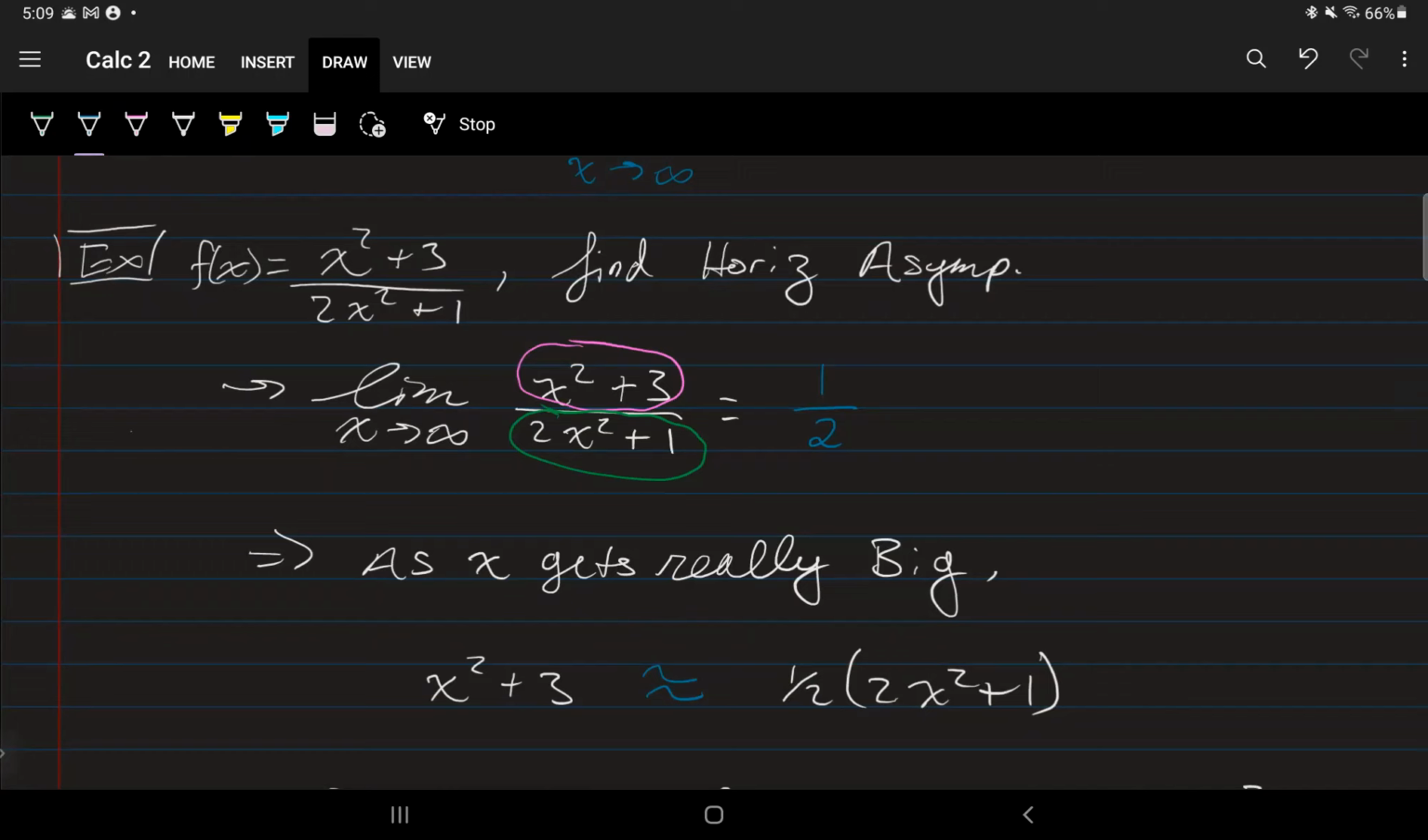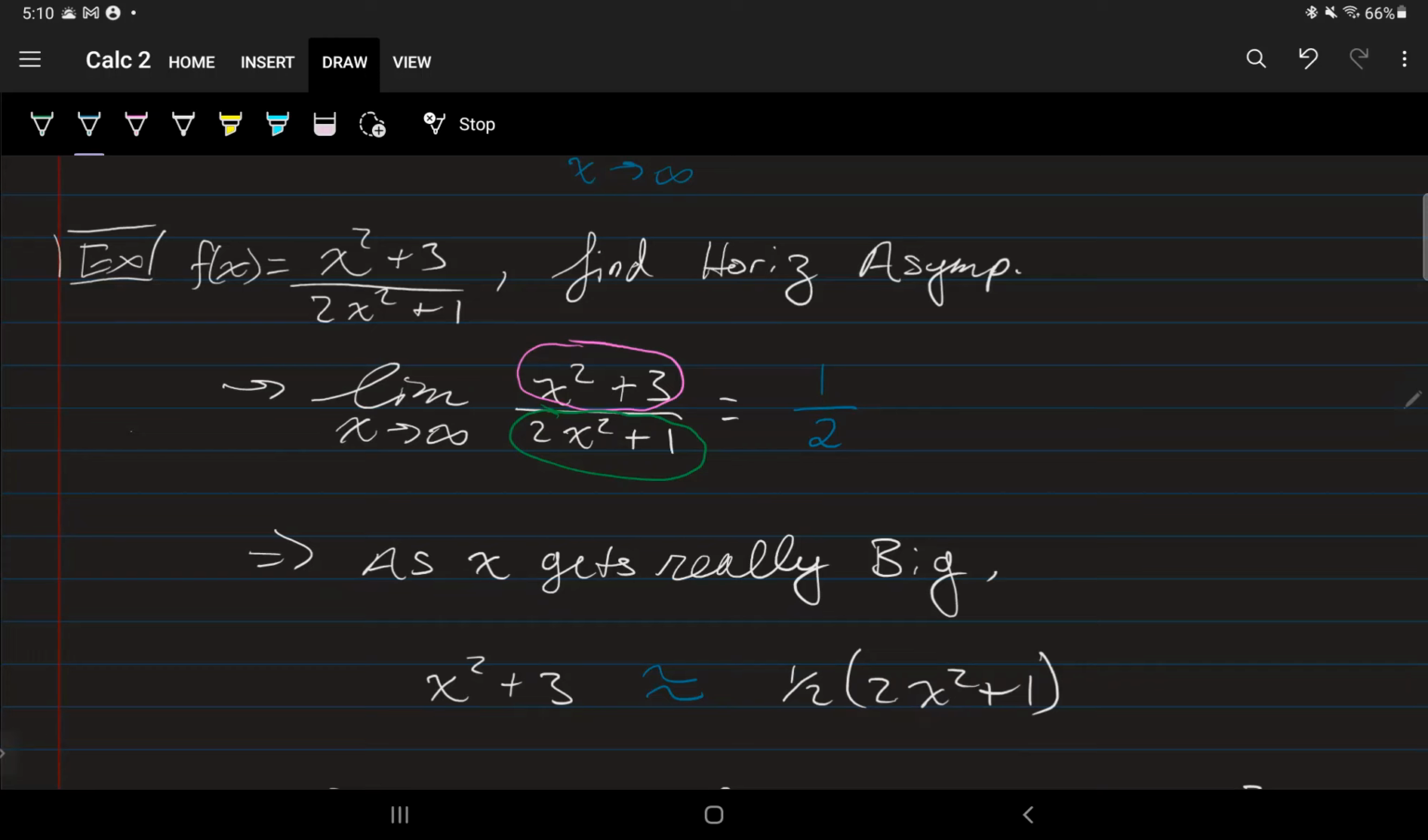Because look, when you have $1 billion and you go spend $3 on a pack of gum, you're still a billionaire, right? So as x gets really big, this 3 doesn't really matter. Same thing over here, as x gets really big, this 1 doesn't really matter. So then you have x squared is about half of 2x squared, and that makes sense, right?